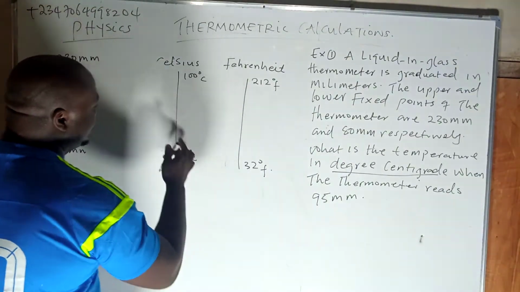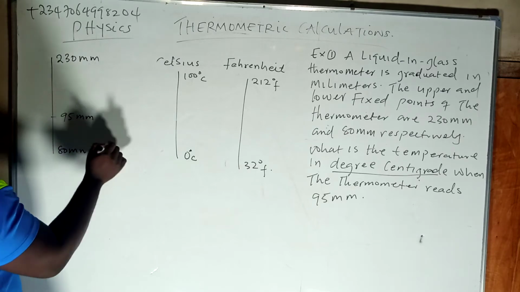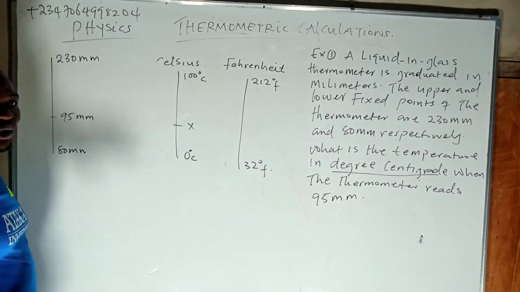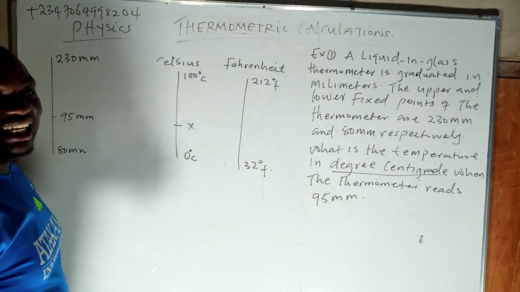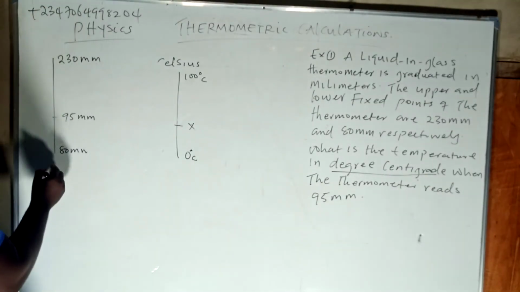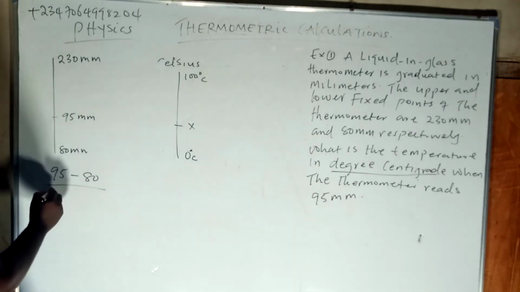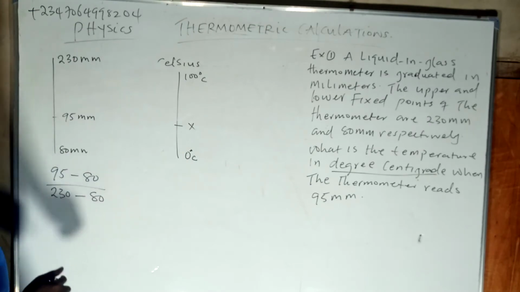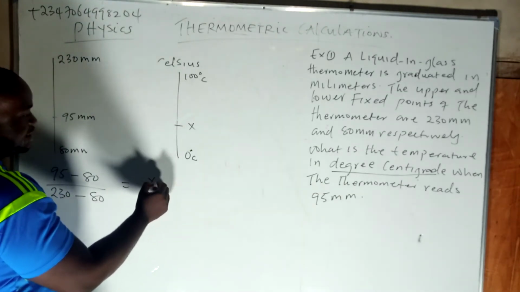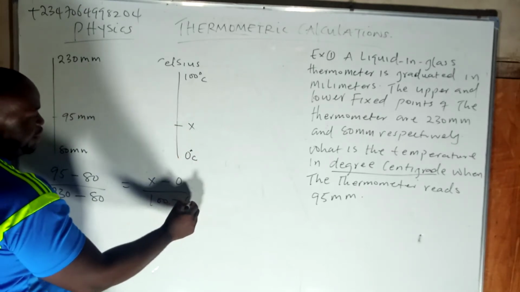Remember, you can't write it here. This is what we want to compare. So let's say somewhere here is 95 millimeter. Now they want to know the reading here. So let me call this X. Immediately you succeed in drawing it like this, the answer comes in naturally. What you will do here is 95 minus 80 all over 230 minus 80. The same thing you did here, you repeat here. So this will give you is equals to X minus 0 degree centigrade all over 100 minus 0.